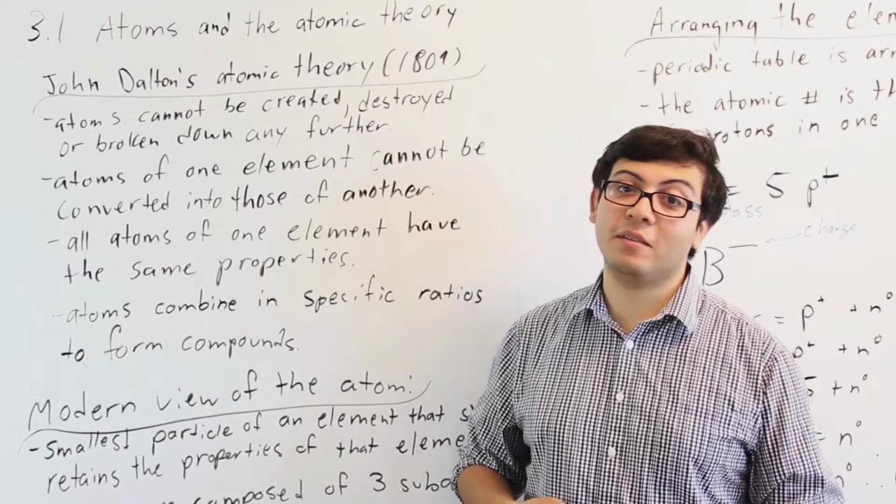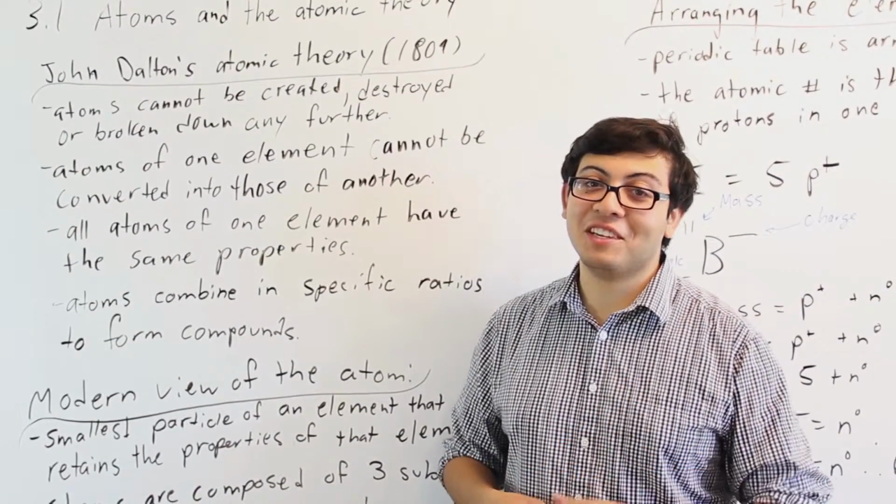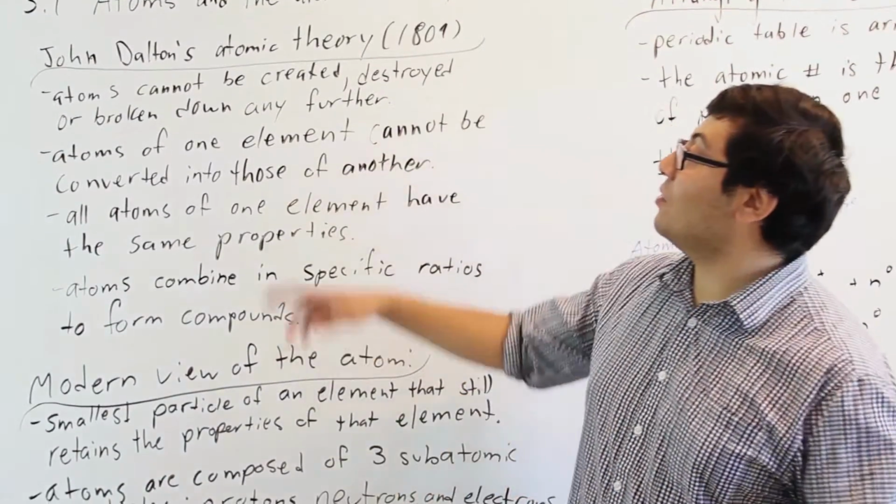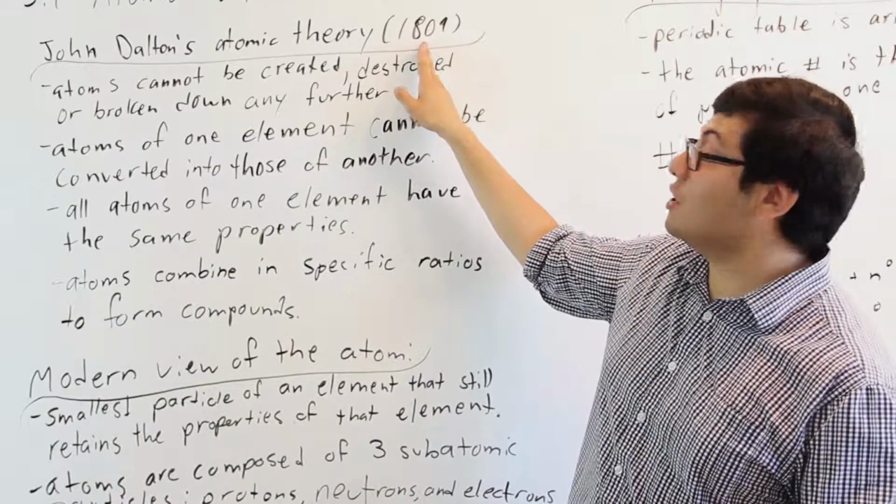So now we'll be talking about atoms and the atomic theory. Remember, don't trust atoms, they make everything up. So let's start off with John Dalton's atomic theory, which he wrote in 1809.